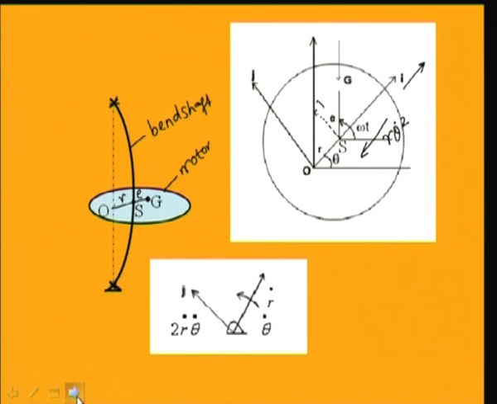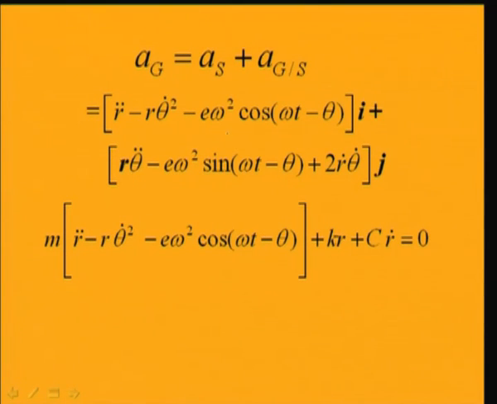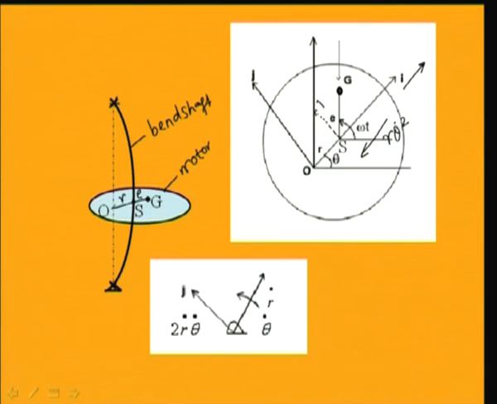And again, another component. This is the mass, and it will have an acceleration from G to S. Let this angle be omega t. As this angle is omega t, it will have this acceleration. You can divide this acceleration into two components. That acceleration can be written as e omega square cos omega t minus theta. This angle is omega t and this angle is theta, so this angle I can write as omega t minus theta.